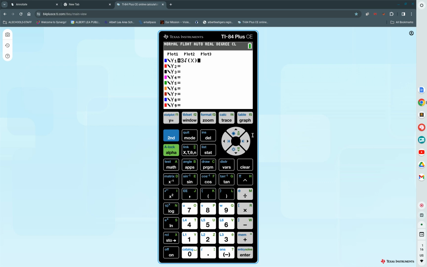Type in 3 roots of x. You got 3 roots of x, 3 roots of x, 3 roots of x. I type it in. I'm going to zoom 6. Everybody zoom 6 so you make sure you see that function.